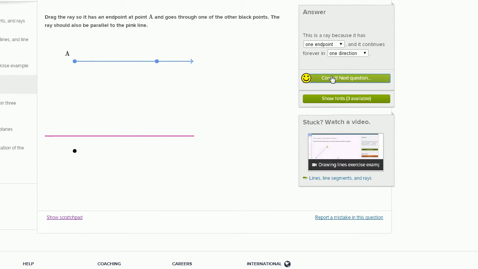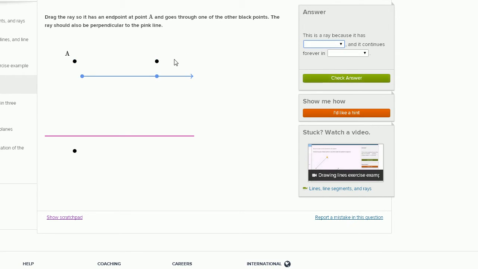And let's check your answer. We're correct. Let's do one more. Drag the ray so it has an endpoint at A and goes through one of the other black points. The ray should also be perpendicular.